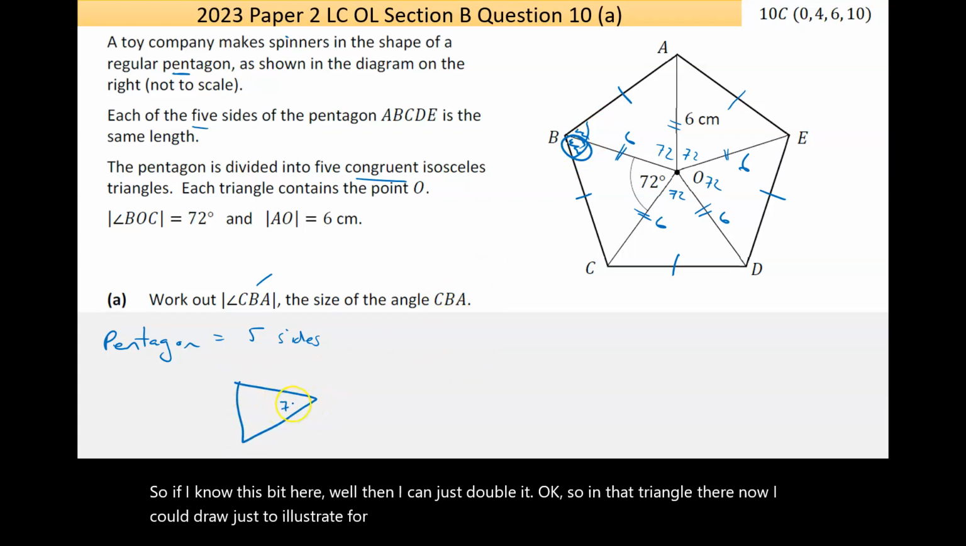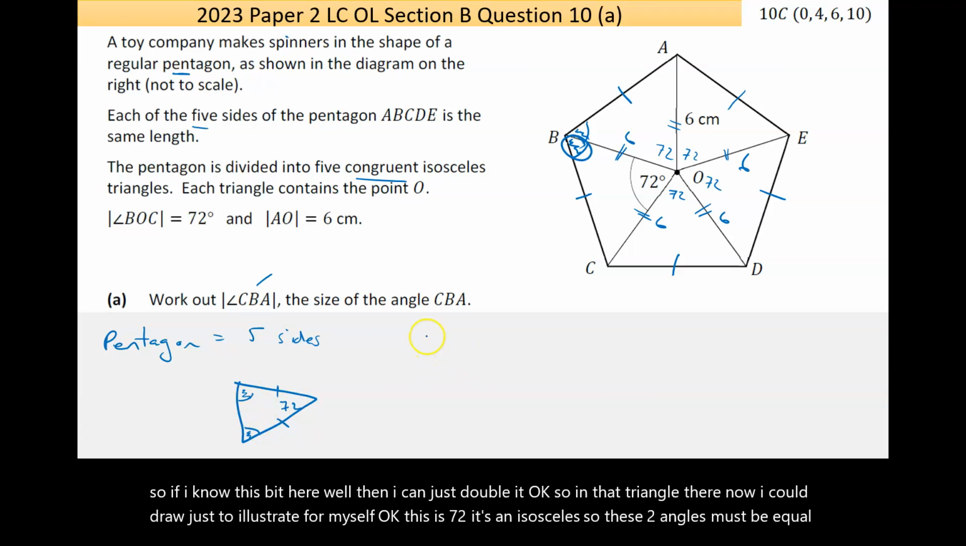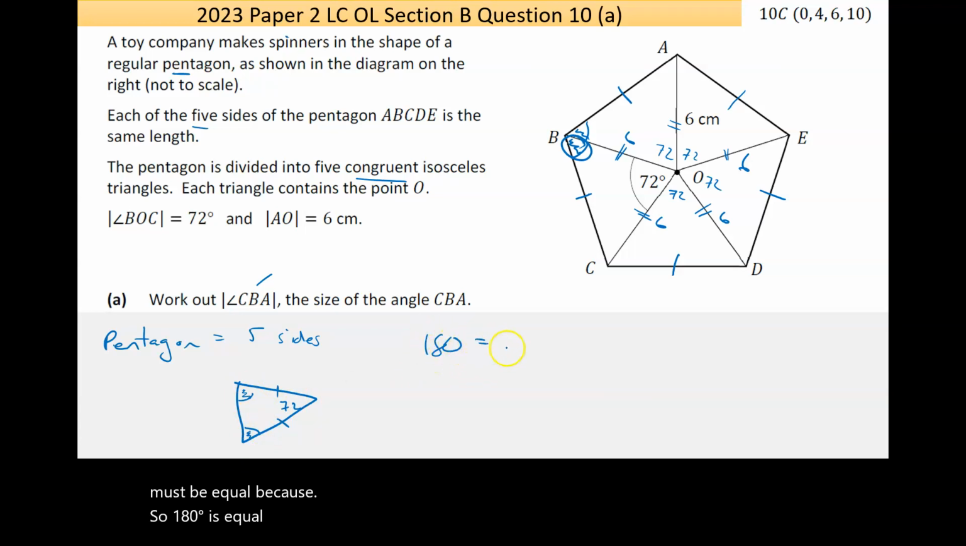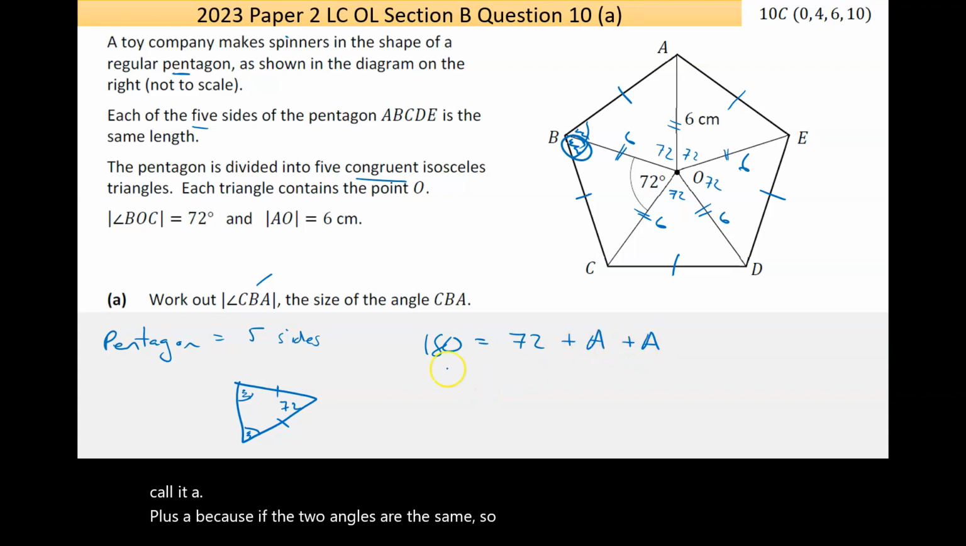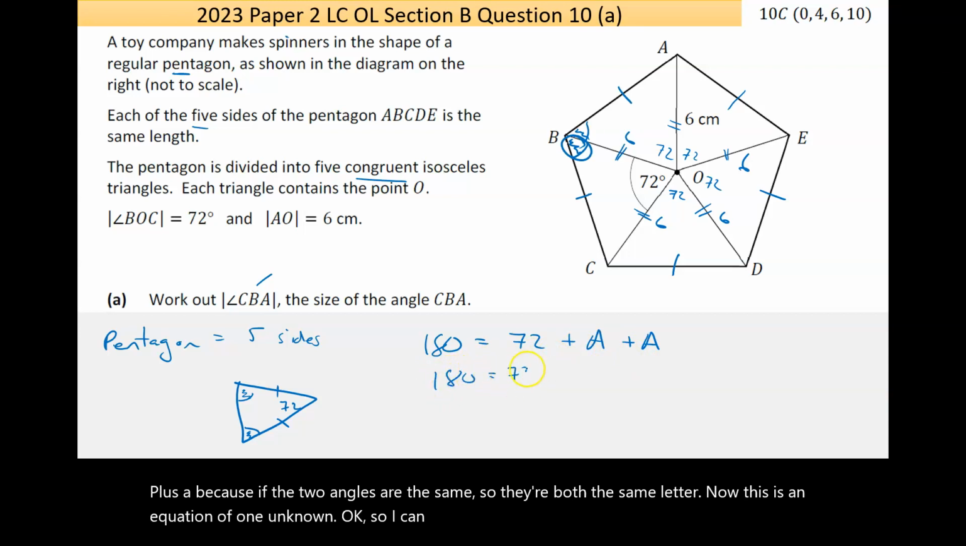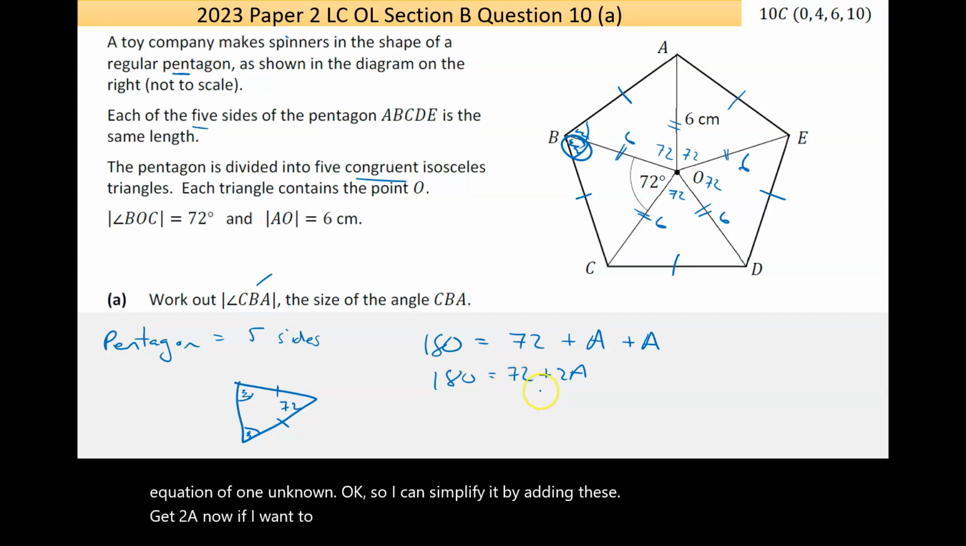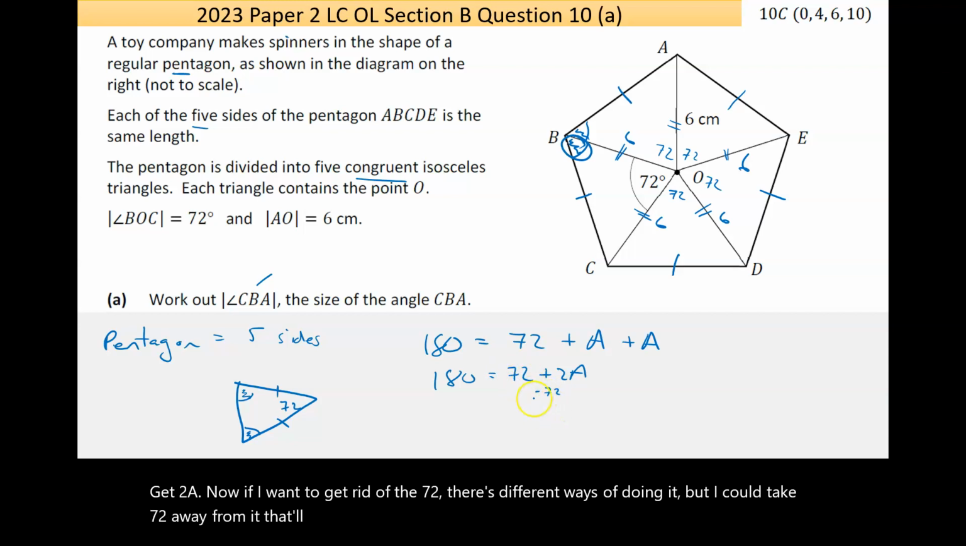So in that triangle there, I could draw it just to illustrate for myself. This is 72. It's an isosceles, so these two angles must be equal. 180 degrees is equal to all the angles in a triangle, and that's equal to 72 plus, I'm going to call it A, plus A, because the two angles are the same, so they're both the same letter. Now, this is an equation of one unknown. So I can simplify it by adding the A's. You get 2A. Now, if I want to get rid of the 72, I could take 72 away from it. That'll achieve it. 72 take away 72 is gone.